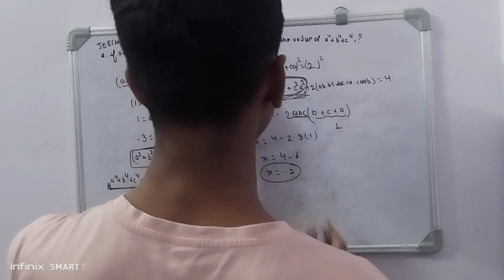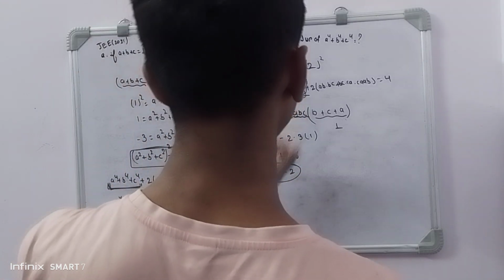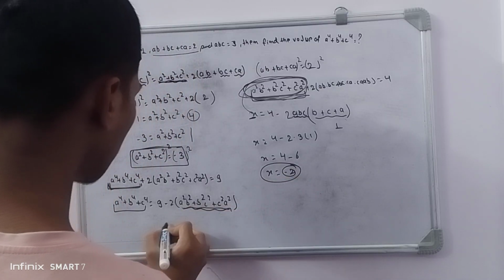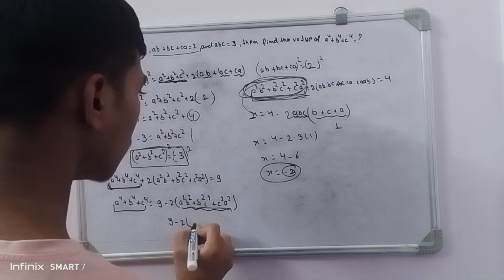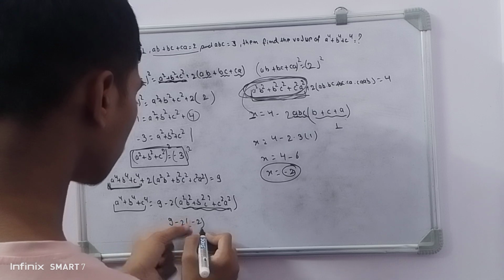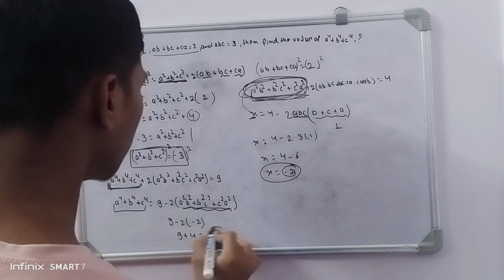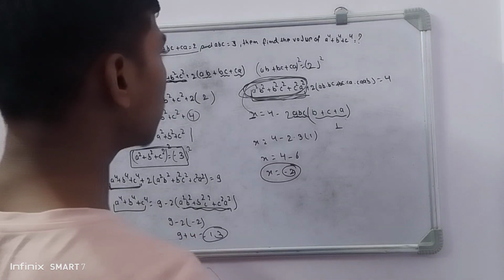x means this value, a square b square plus b square c square. As you put this x here, because it is equal to x, here we will get 9 into 2 into minus 2, which is equal to 9 plus 4, which is equal to 13. So the value or the answer is going to be 13.